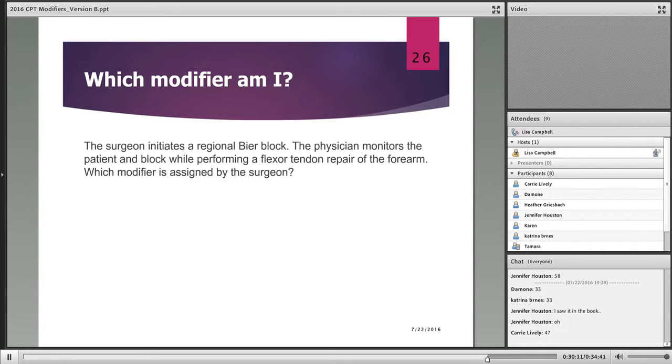And the way that you should know this, in the surgery section, in the guidelines, they tell you what's included in the surgical package. And there's only certain types of anesthesia that's included in the surgical package. So if you don't know what those are, go back and take a look at those particular items. But this is actually anesthesia by a surgeon.